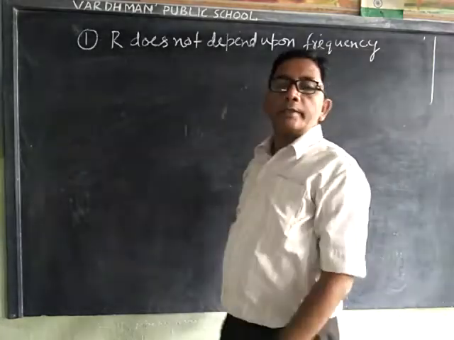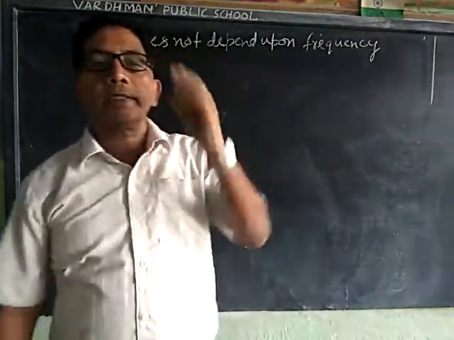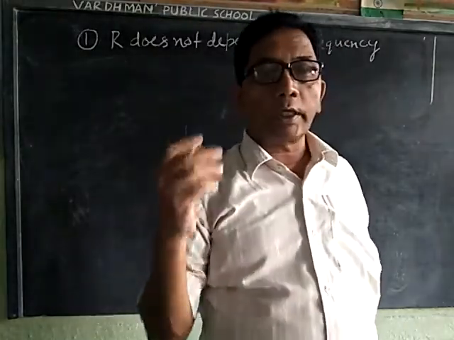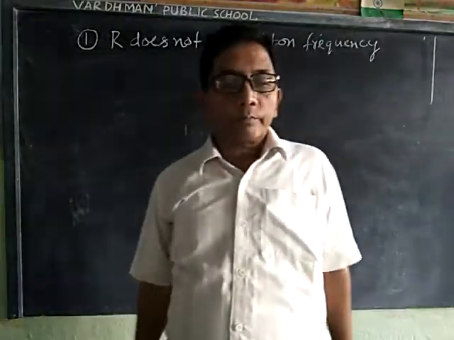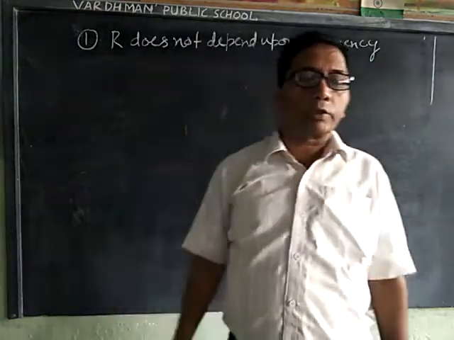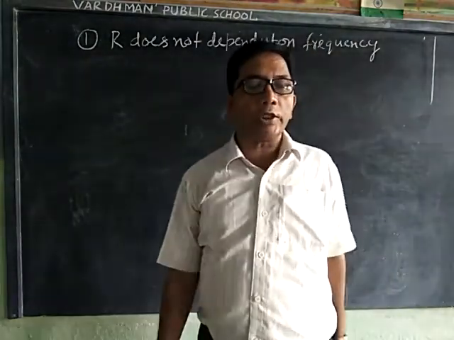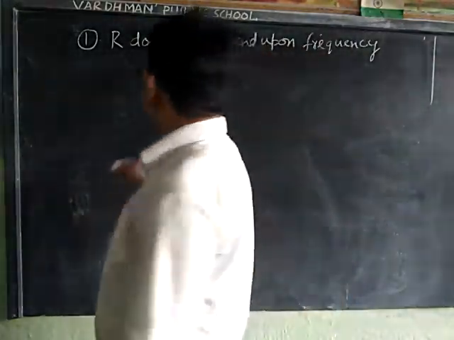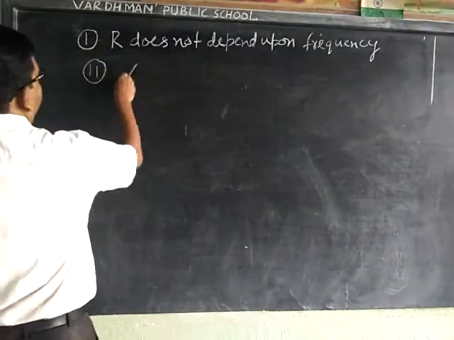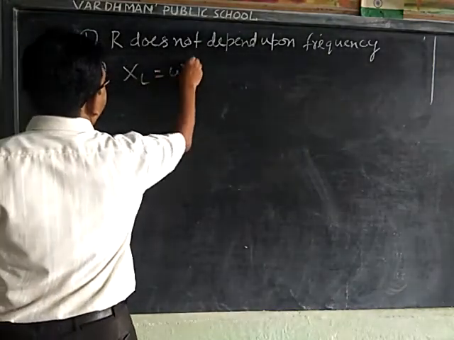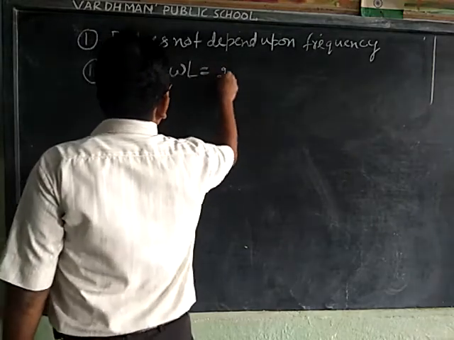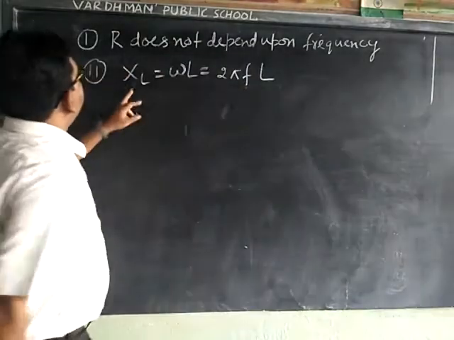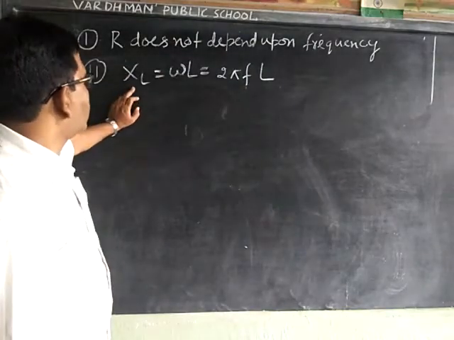Therefore, resistance will remain same. And in second case, how do inductive reactance XL and capacitive reactance XC change if the frequency of the applied AC source is doubled? Now we know XL is equal to omega L, which is 2 pi f L. If frequency is doubled, then inductive reactance will also double.